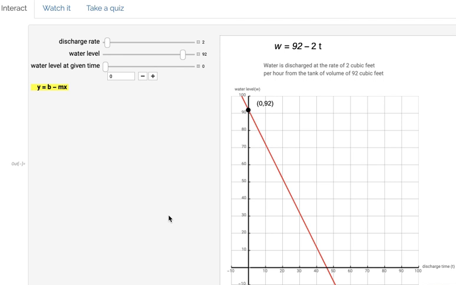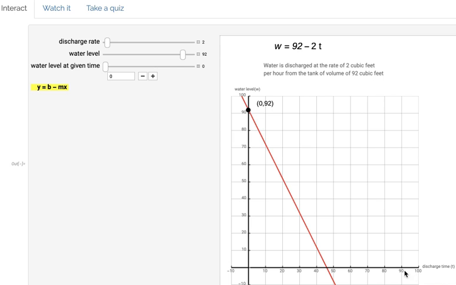This is one of the interactive models we built to interpret linear equations. So how do we interpret this type of linear equation, and how does it represent the real world? Here, water is discharged at the rate of 2 cubic feet per hour from a tank of volume 92 cubic feet. The straight line represents the water level at a given time.